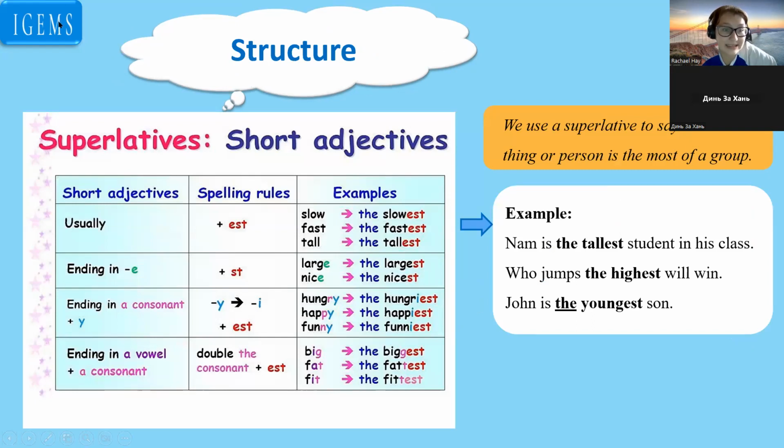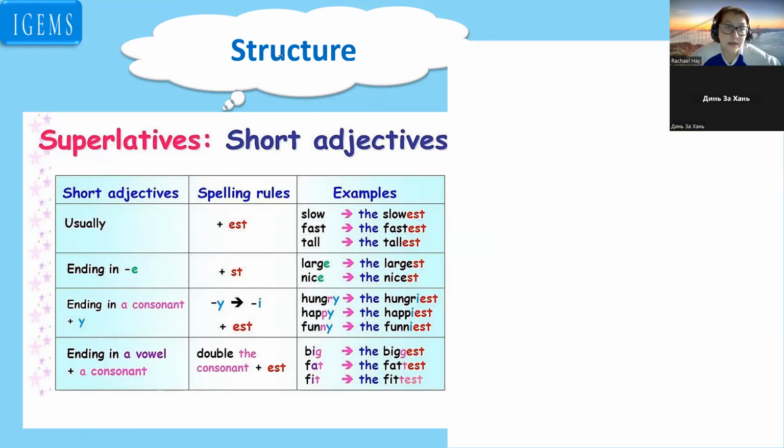Structure. Superlative, short adjective. Okay, so now we are going to learn how words change. Let me make a blank space for us. Give me a moment. There we go. So, what is an adjective? An adjective is a describing word. It tells us about something.